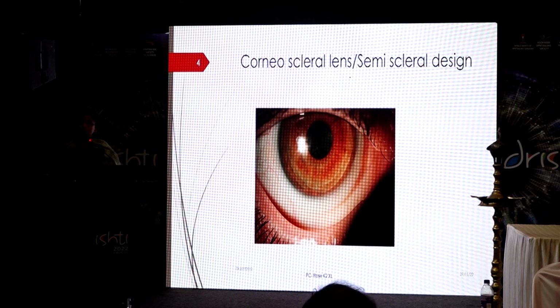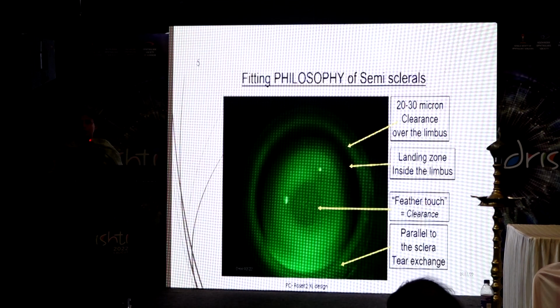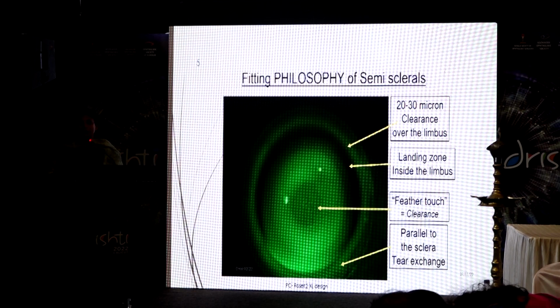Talking about the corneoscleral or semiscleral lens design, every lens has a fitting philosophy you need to adhere to in order to achieve a good fit. When fitting a semiscleral lens over the eye, you need to have a central clearance at the highest point on the cornea, and the landing zone is inside the limbus with a 20 to 30 micron clearance over the limbus, and it should be parallel to the sclera to ensure that there is tear exchange. It is never a seal-off over the eye; there is tear exchange happening with corneoscleral or semiscleral lenses.